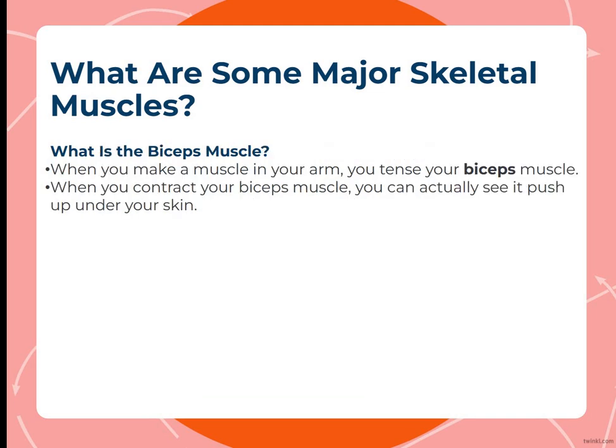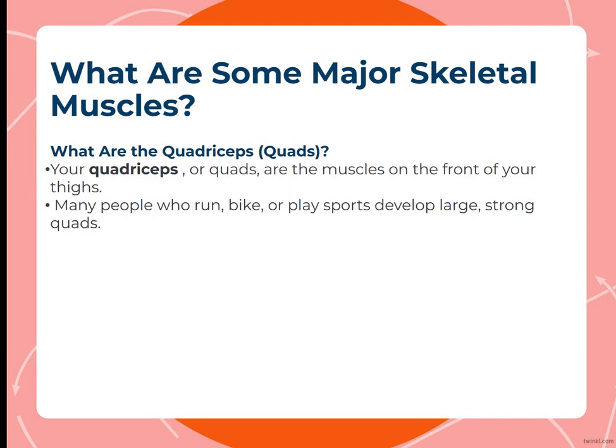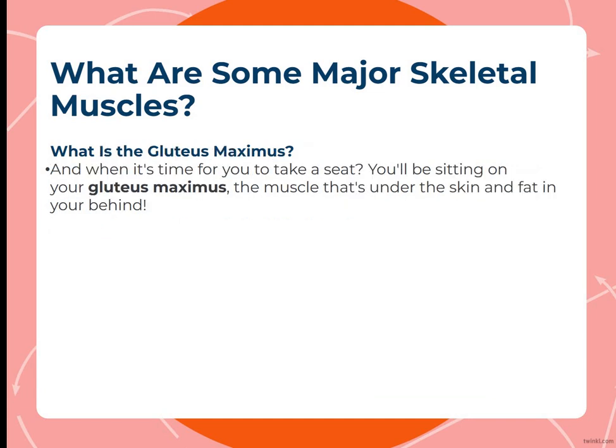I have the biceps. They are found in my arms, okay? And below the biceps, I have the triceps. I have the quadriceps in the thigh, in the front of your thighs. I have the gluteus maximus. These are the muscles that you're sitting on right now.